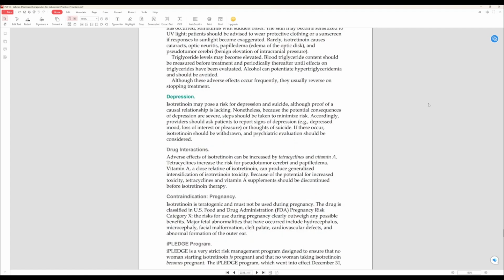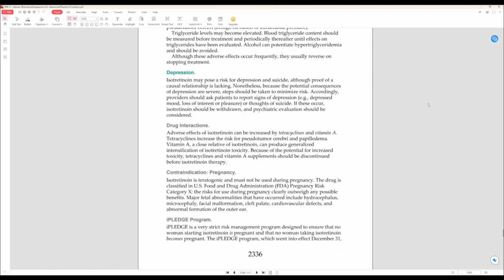Its contraindication in pregnancy. Isotretinoin is teratogenic and must not be used during pregnancy. The drug is classified by the FDA pregnancy risk as a Category X. The risk for use during pregnancy clearly outweighs any possible benefit. Major fetal abnormalities have occurred, which include hydrocephalus, microcephaly, facial malformation, cleft palates, cardiovascular deficits, and abnormal formation of the outer ear.